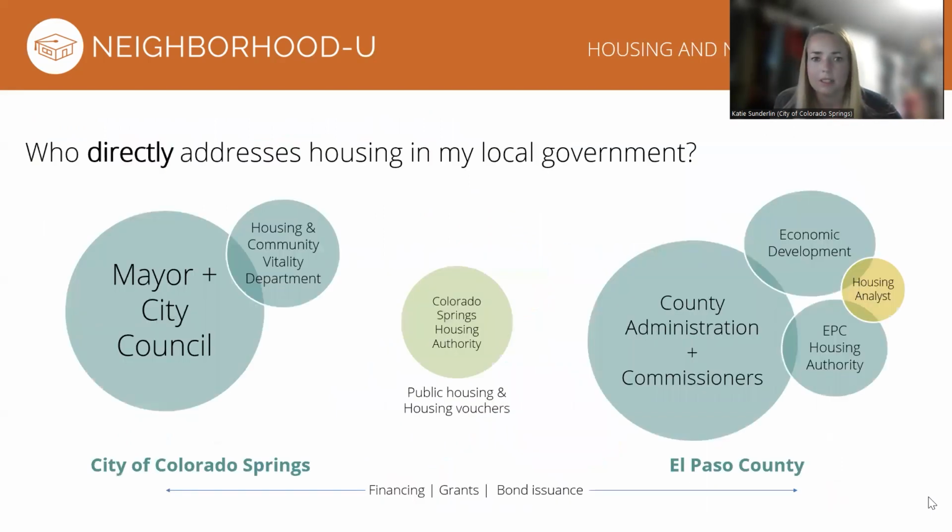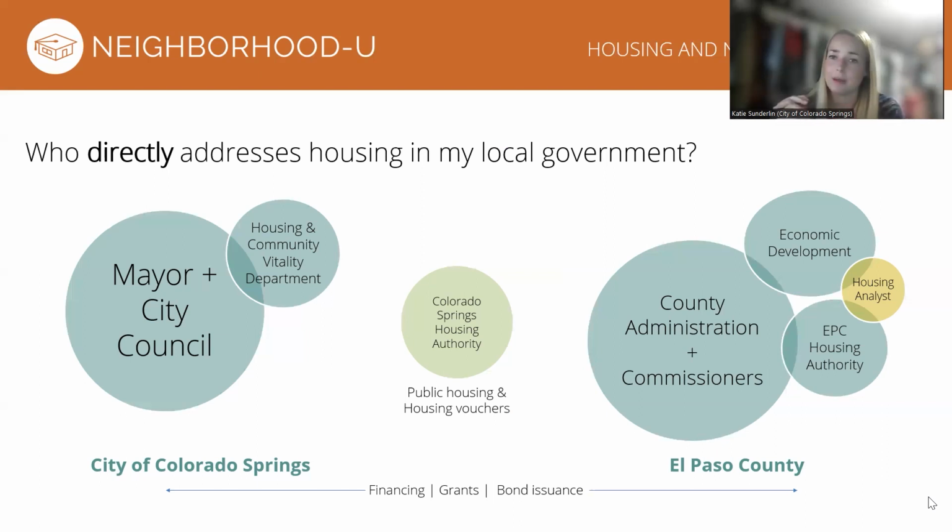Okay, so we're going to talk about understanding our local toolbox. This is really what our local governments can do. So what can the city do and what can the county do? Just to give you an idea of how we're structured, the county and the city are not the same entity. We work in different offices. The mayor and city council oversee all of the city administrative activities, and the housing and community vitality department, where I work, is just a department within the city. The Colorado Springs Housing Authority, who issues those vouchers that we talked about having 2-year wait lists, is their own entity. They are not attached to the city of Colorado Springs or El Paso County.